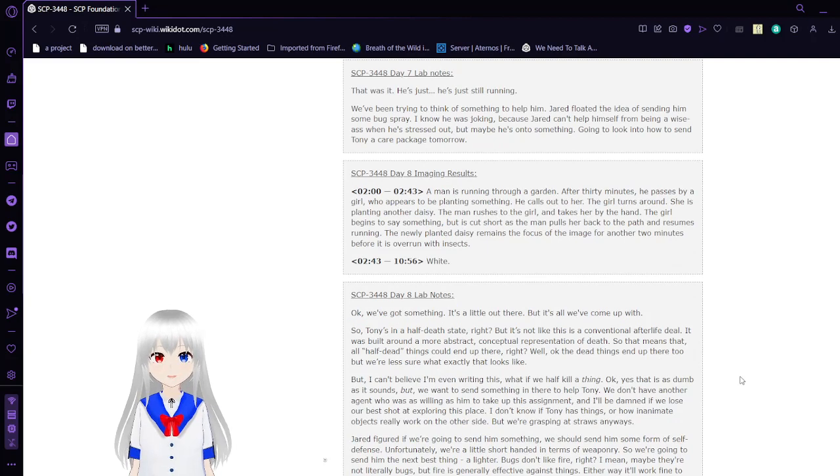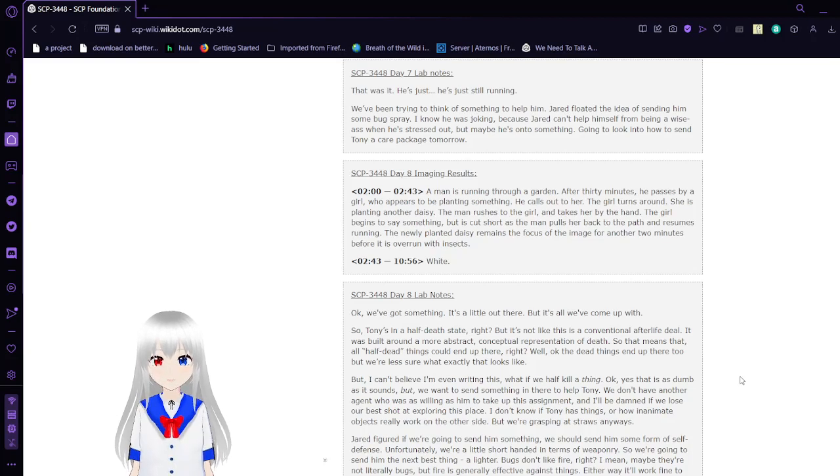He's just still running. We've been trying to think of something to help him. Jared floated the idea of sending him bug spray. I know he was joking because Jared can't help himself from being a wise ass. That's when he's stressed out, but maybe he's onto something. I'm going to look into how to send Tony a care package tomorrow.